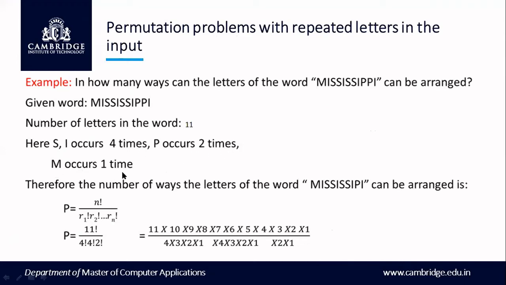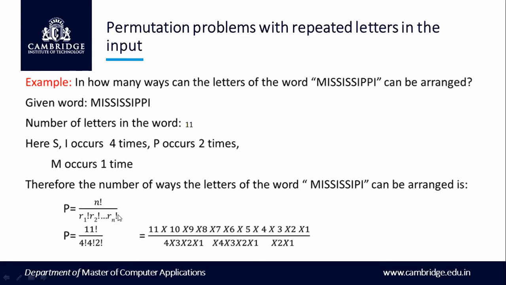And M occurs 1 time, but don't consider this because we have to consider only the letters that occur more than 1 time. Therefore, the number of ways the letters of the word Mississippi can be arranged is, we have the formula, substitute the values in the formula. So what is the formula? P equal to n factorial divided by r1 factorial, r2 factorial, etc.